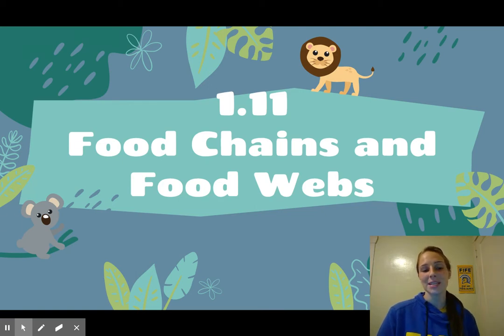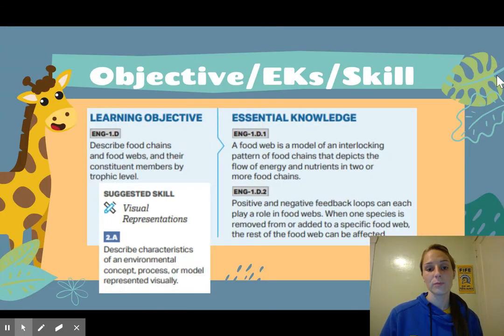It is Miss Stewart. Today we are going to be learning about food chains and food webs. Now the objective for today is going to be describe food chains and food webs and their constituent members by trophic level. The essential knowledge that you're going to gain from today is a food web and how it relates to food chains and shows flow of energy and nutrients.